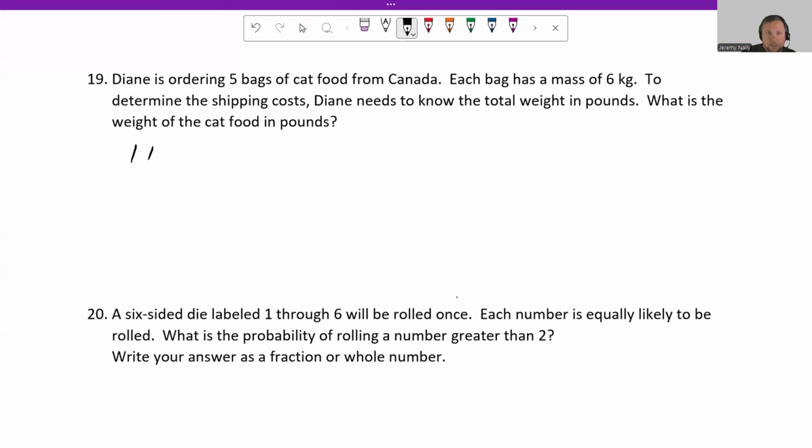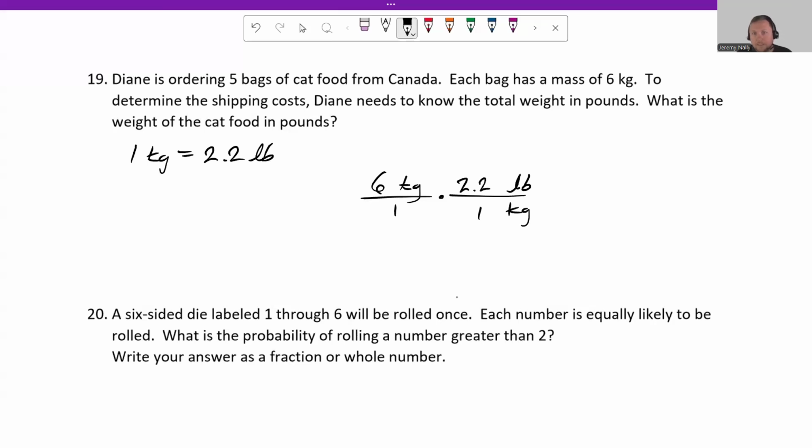So 1 kilogram is 2.2 pounds. So if I have 6 kilograms, I want to cancel out kilograms and go to pounds. So 1 kilogram is 2.2. So I'm multiplying the 6 by the 2.2. So 13.2 pounds.